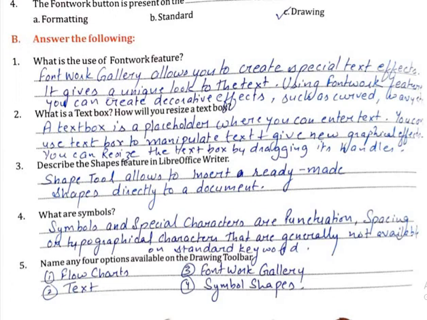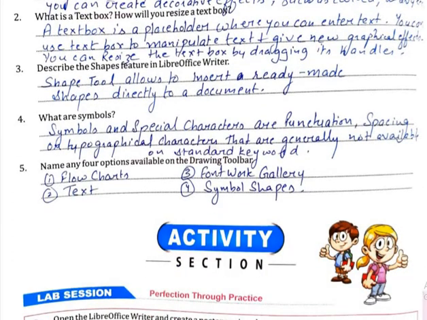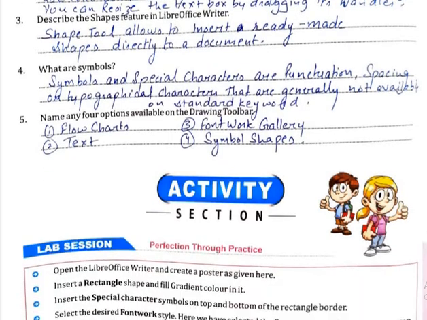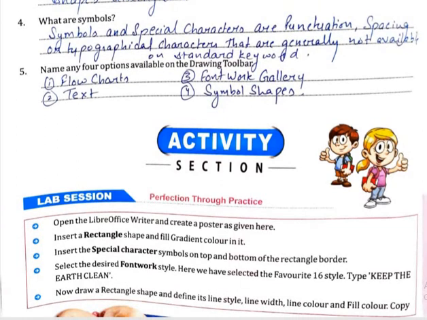Describe the shape features in LibreOffice Writer. Shape tool allows to insert ready-made shapes directly to a document. What are the symbols? Symbols and special characters are punctuation, spacing, or typographical characters that are generally not available on standard keyboard. Name any 4 options available on drawing toolbar. That is flowcharts, text, font work gallery, symbol and shapes.